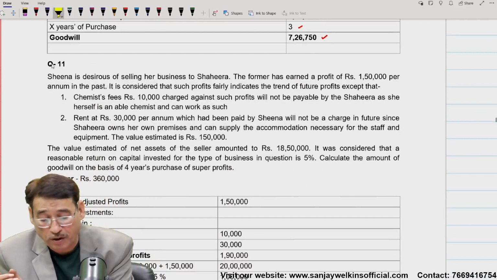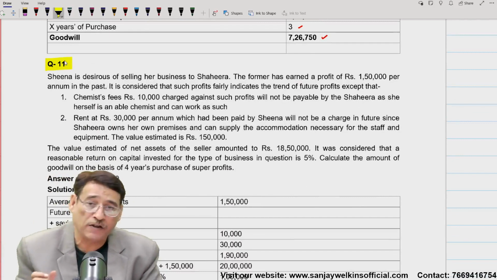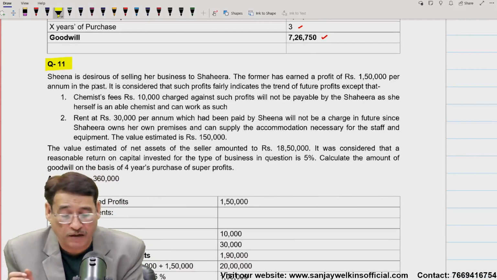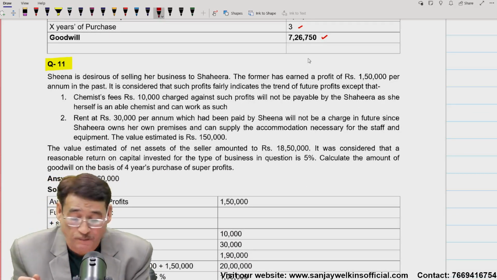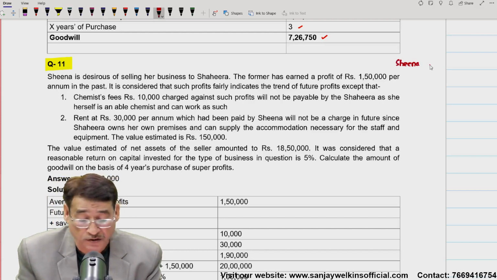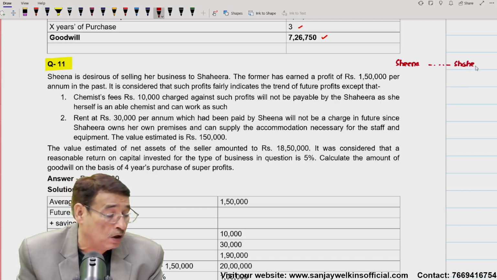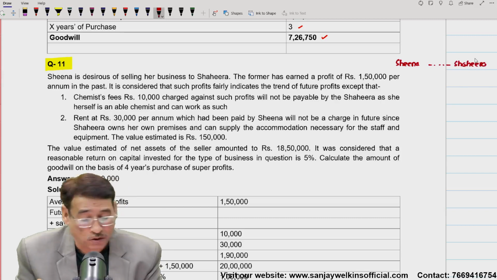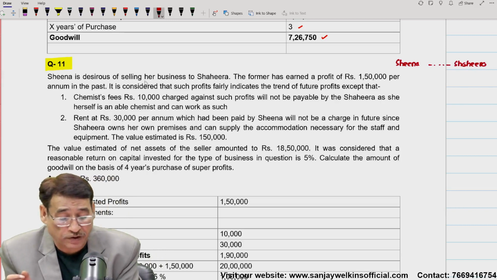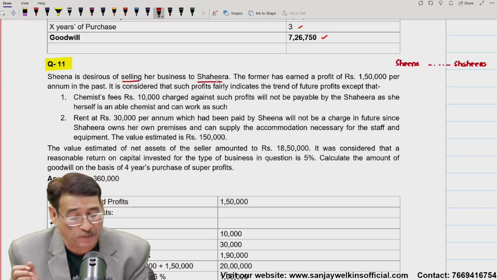Coming over now to question number 11. As far as question number 11 is concerned, here what is happening? The selling party, Sheena, is selling her business. There is a lady by the name of Sheena, and she is selling her business to another lady, and her name is Shahira. So Sheena is desirous of selling her business to Shahira. Shahira is the purchasing party.